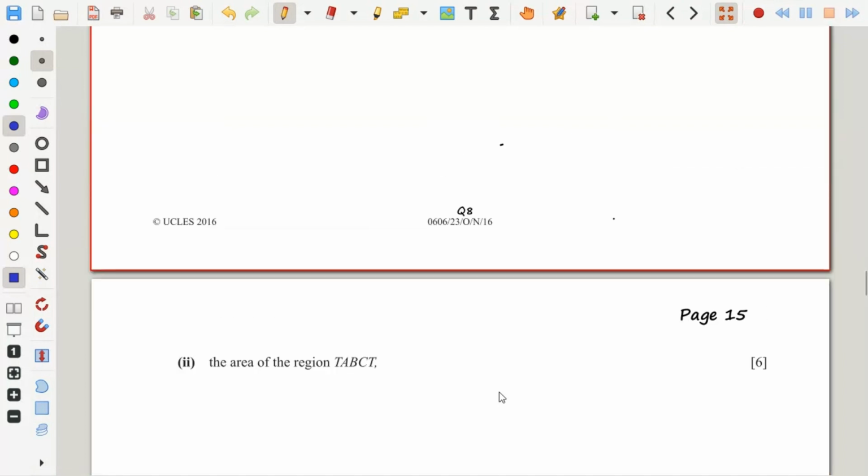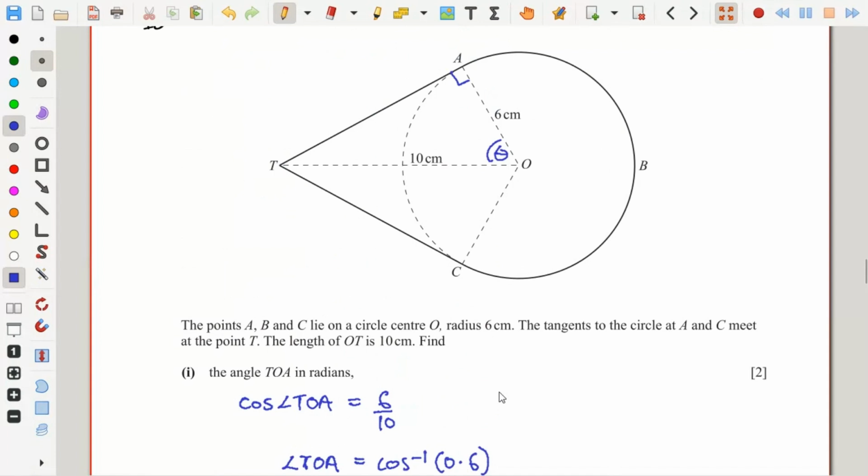Now let's come to the area of TABCT. Wow. Okay. I can see what they are trying to do.